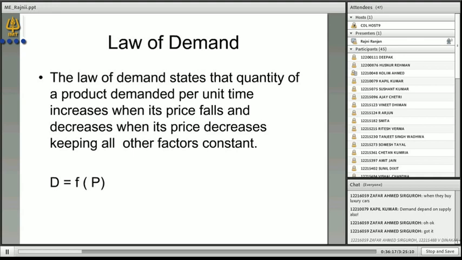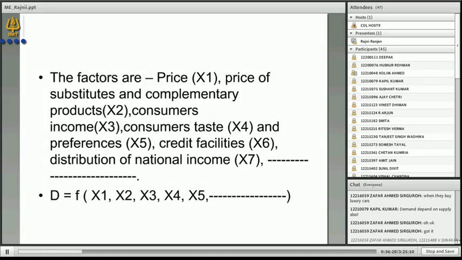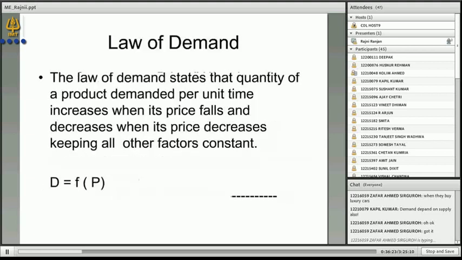Now law of demand, see, we all remember this expression. D is equal to function of x1, x2, x3, x4, x5. This is slightly theoretical also. According to law of demand, we keep all other factors that affect demand as constant, and we only focus on one given variable, that is price. So as per law of demand, it states that quantity of a product demanded per unit time increases when its price falls and decreases when its price increases, keeping all other factors constant.